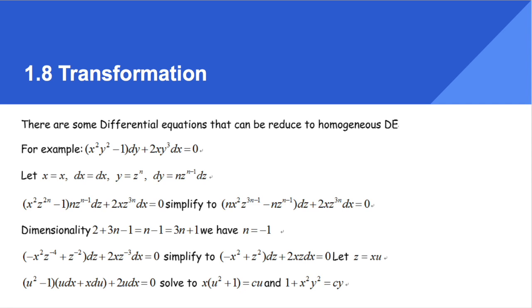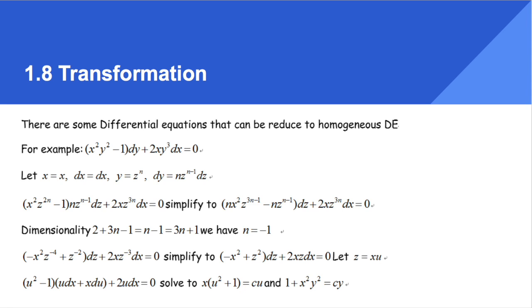and solve for the system, we have 2 plus 3n minus 1 equals n minus 1, and also equals 3n plus 1. Then, n is equal to negative 1. Plug it back in and simplify the equation to be negative x squared plus z squared dz plus 2xz dx equals 0. Let z equal xu.